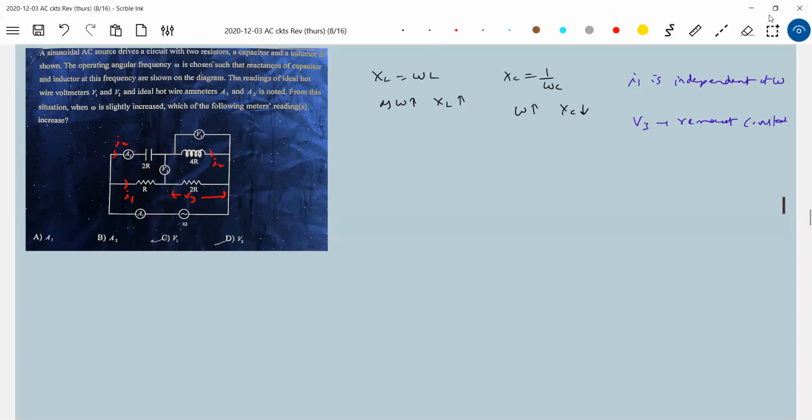This current I2 depends on what? What is the expression for I2? I2 should be equal to V by XL minus XC, so 4R minus 2R. As you increase omega, XL will increase and XC will decrease. So this quantity will increase, and I2 will decrease.